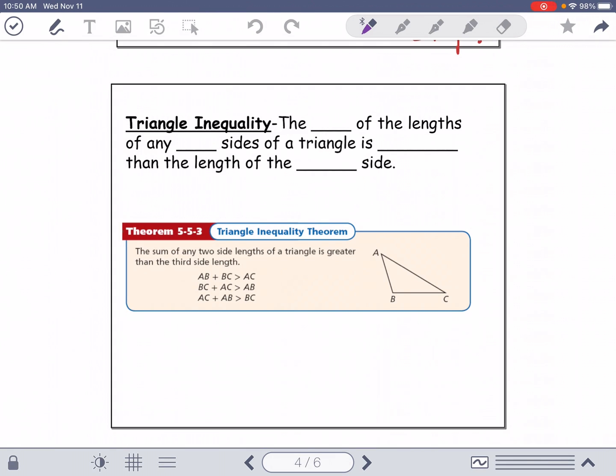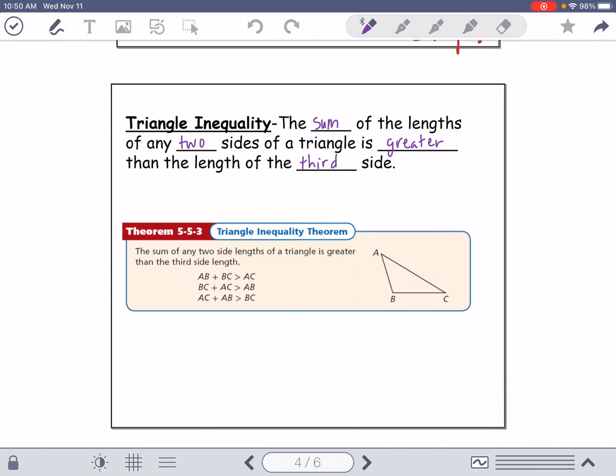All right, so today we're going to discuss the triangle inequality. So here's what we're going to do. The sum of the lengths of any two sides of a triangle has to be greater than the length of the third side.